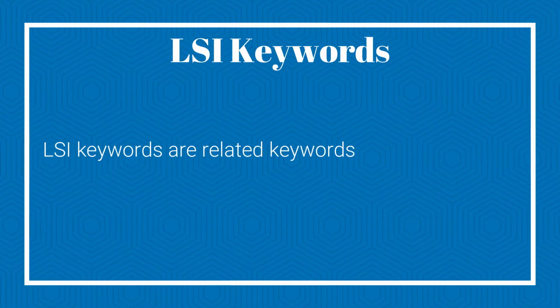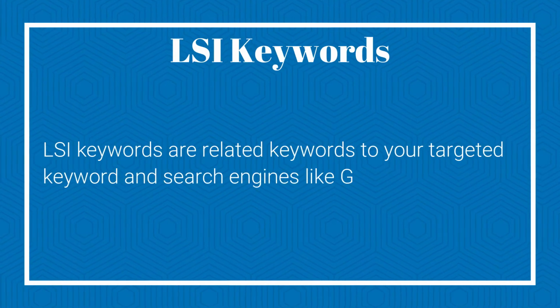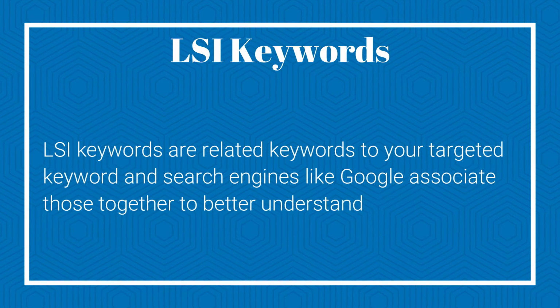The fourth step is to find LSI keywords for your targeted keyword. Once you understand the search intent of your targeted keyword, you can start searching for LSI keywords. LSI keywords are related keywords to your targeted keyword, and search engines like Google associate those together to better understand your content. And collecting LSI keywords will help you with creating your content outline, as you will collect important talking points that you should include within your blog post.